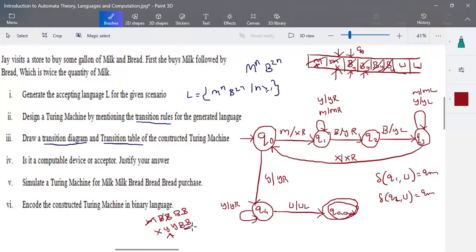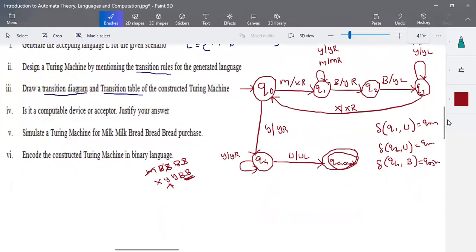Now in Q4, if you have any extra number of B's, then that is also a rejection state. In the transition of Q4, when you have an extra number of B's, it is also the Q reject state. Okay, so this is your transition diagram representation for the given scenario. And the next step is we have to go ahead with either a transition table or a transition function.